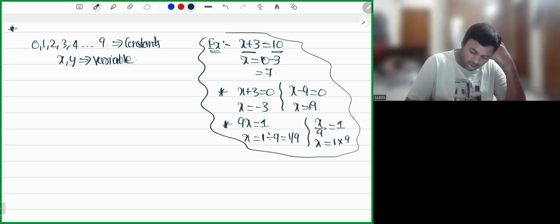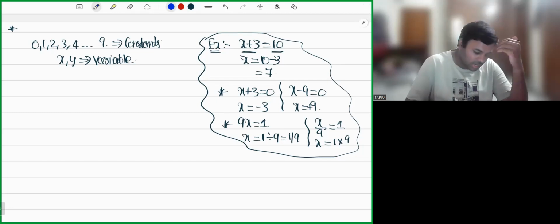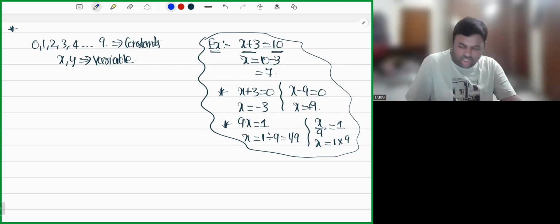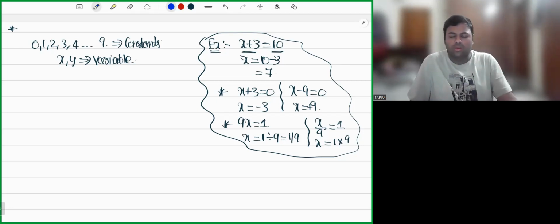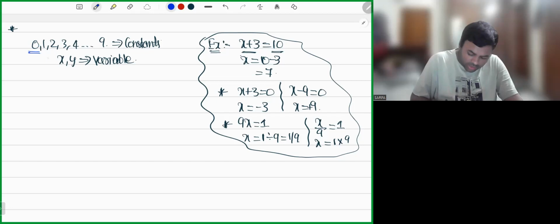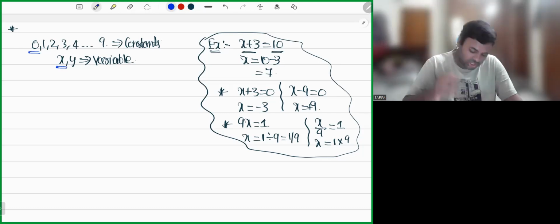Yes, sir. Now, constants. 0 to 9 are called constants. X and Y are called variables. They are called constants because they are always fixed. These are called variables because they change depending upon their value, they keep on changing. Now, constants we have, variables we have. If we write constants and variables together, we call them algebraic equations.